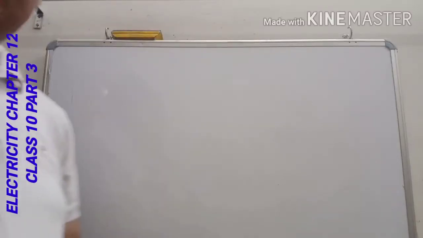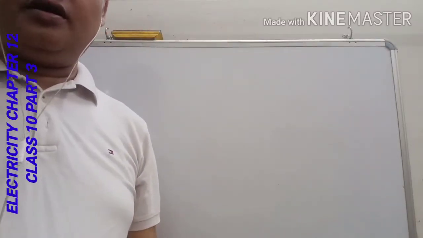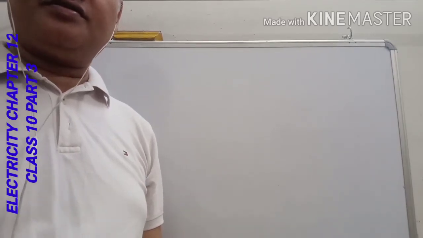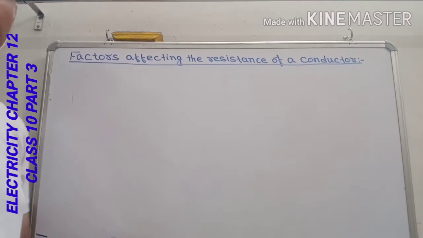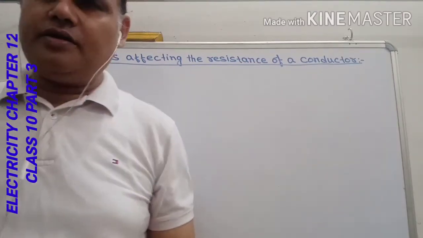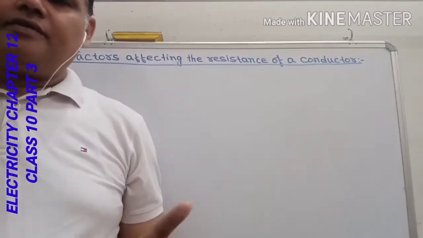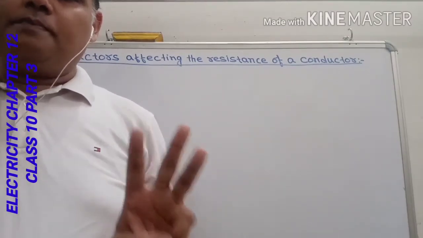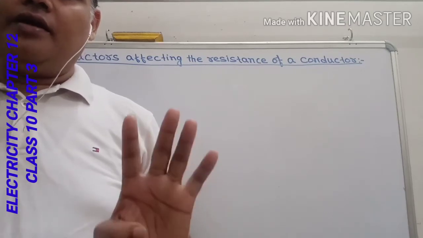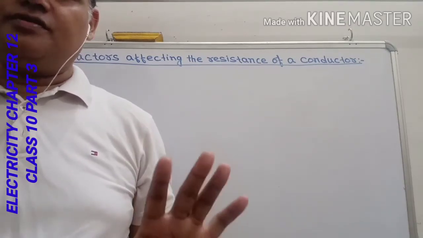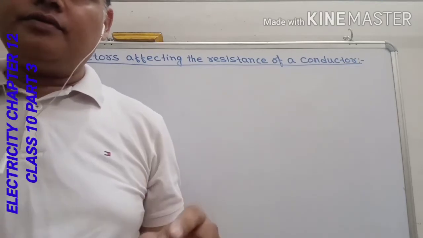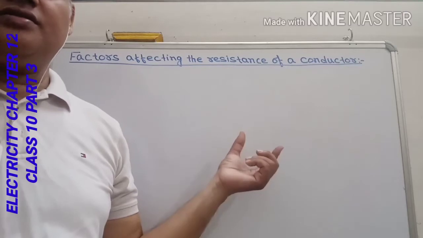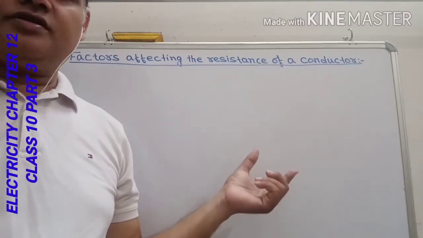Good evening, students. Today we will study the factors which affect the resistance. The resistance of a conductor basically depends on the length of the conductor, the area of cross section, the temperature, and the material of which it is made. So how these are related to the resistance of the conductor, we will now study this.